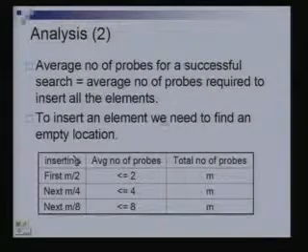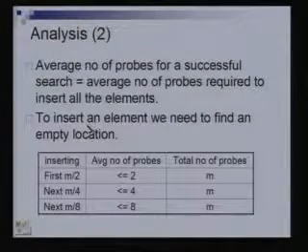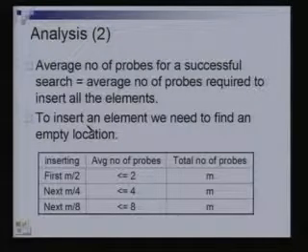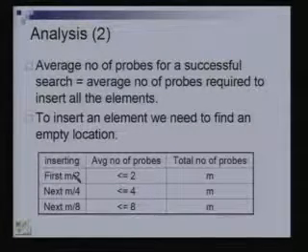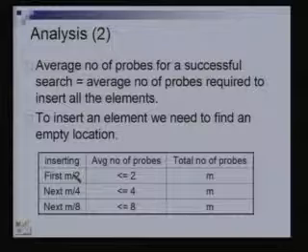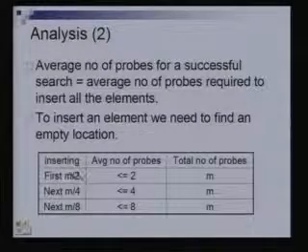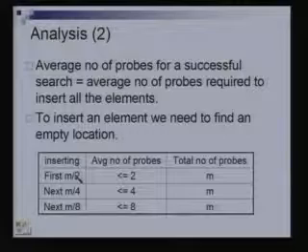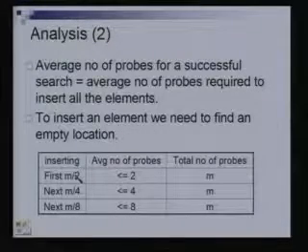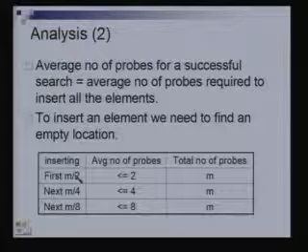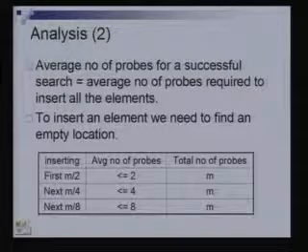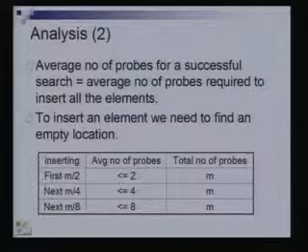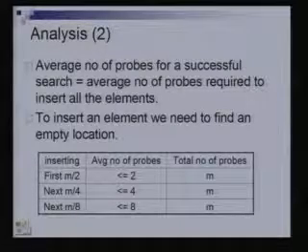So let's see. When I'm inserting an element, I need to find an empty location again. Now suppose I began with an empty table and I am looking at the number of probes required to insert the first m by 2 elements. Right? Size of the table is m. Let's assume m is 100. I'm talking of inserting the first 50 elements. Suppose I've already inserted 48, 49 elements. When I'm trying to insert the 50th element, what is the expected number of probes that are required?